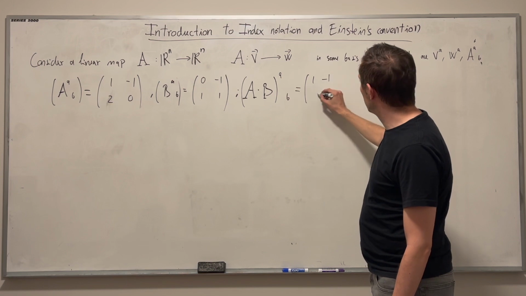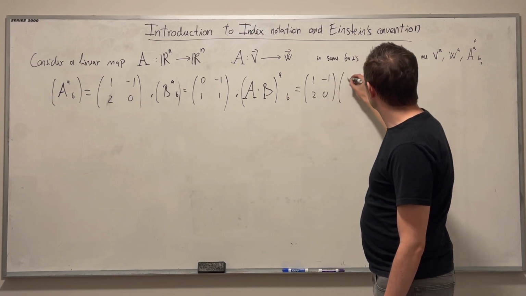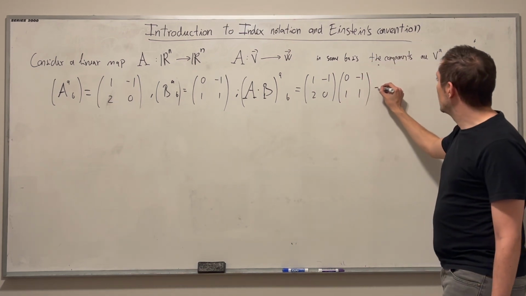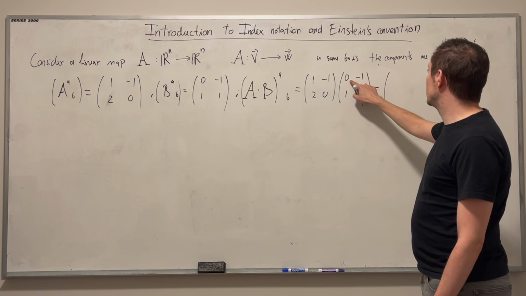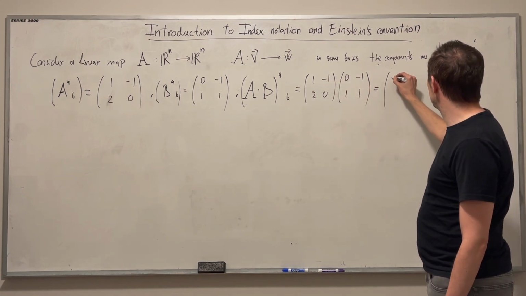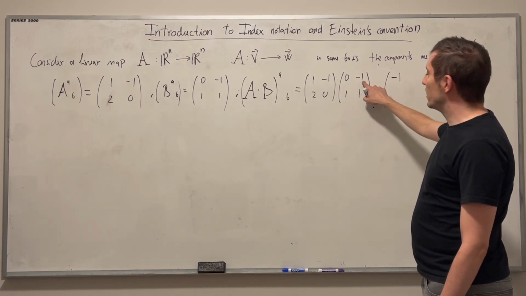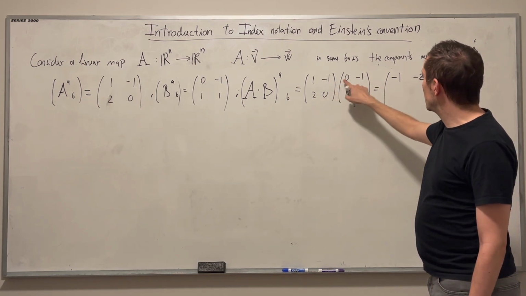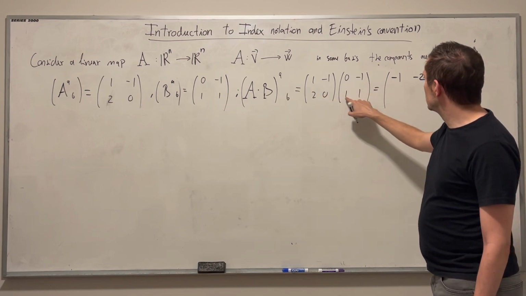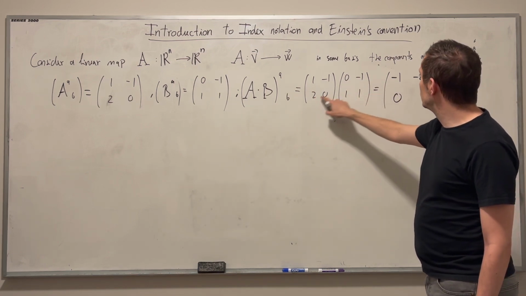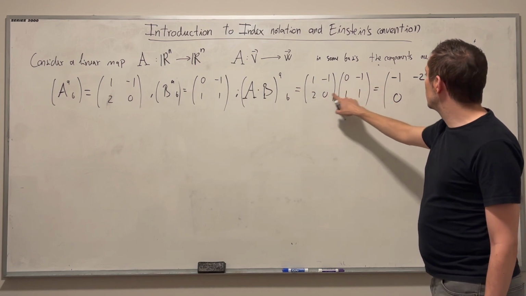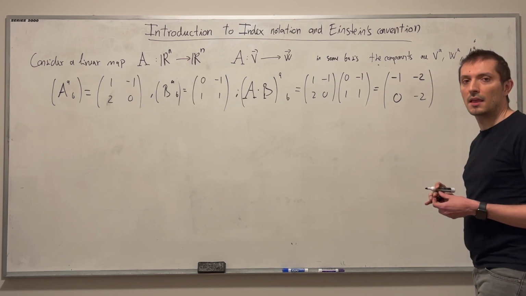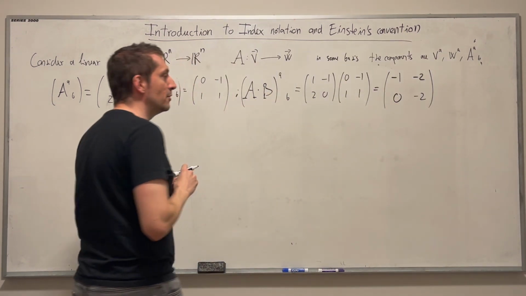We have 1, minus 1, 2, 0, times 0, minus 1, 1, 1. All right? And the result of doing that is 1 times 0 is 0, minus 1 times 1 is minus 1. Okay, you got it? 1 times minus 1 is minus 1, minus 1 times 1 is minus 1, so minus 2. Then 2 times 0 is 0, and 0 times 1 is 0. And finally, 2 times minus 1 is minus 2, and 0 times 1 is 0. So, minus 2. All right, so this is the matrix product that we're looking for.